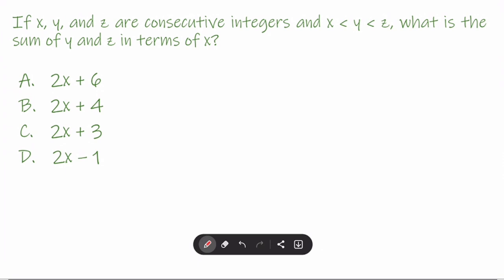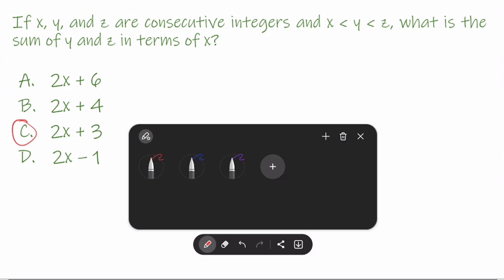The choices are 2x plus 6, 2x plus 4, 2x plus 3, and 2x minus 1. So that's A, B, C, and D. The answer for this is actually 2x plus 3, which is the letter C. So how do we come up with that answer? Let me show you how to solve it.